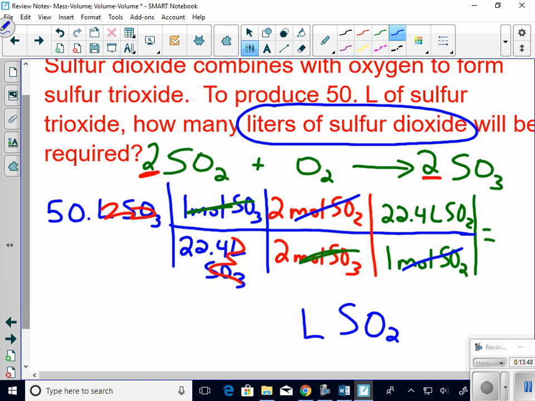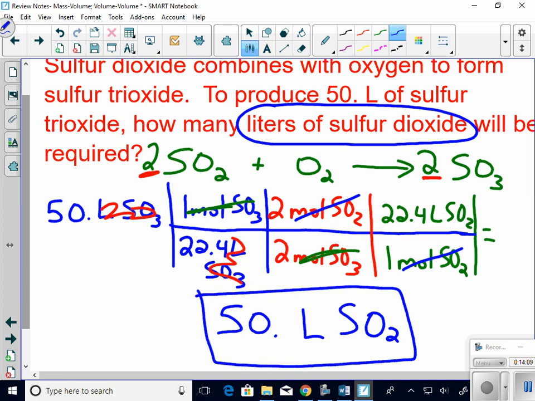But what do you notice, folks? I've got 2 and 2 in the numerator and the denominator. I've got 22.4 in the numerator and denominator, right? So everything cancels out. So my answer is going to be 50 liters of sulfur dioxide. Do I need that decimal point behind it?